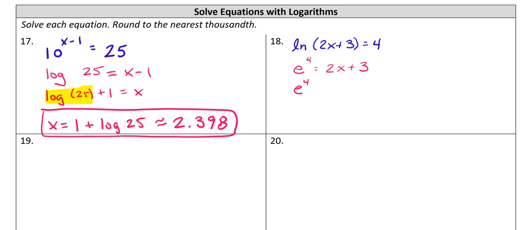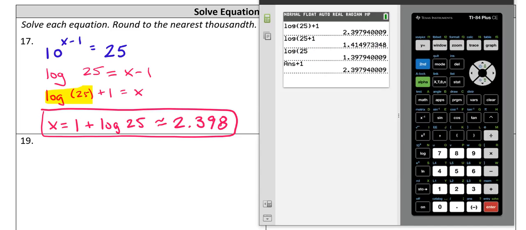The first thing I'm going to do is subtract 3 from both sides. E to the 4th is just a number. So when I subtract 3, I end up with e to the 4th minus 3 equals 2x. Then to solve for x, I'm going to divide by 2. Now again, if I want the exact answer, e to the 4th minus 3 all over 2 is precise. But they did tell me to round, so I'm going to use my calculator.